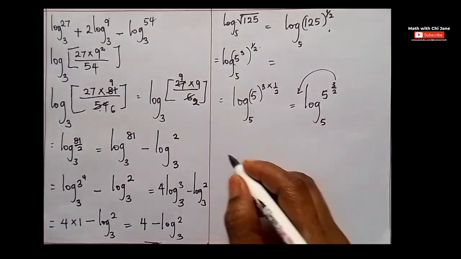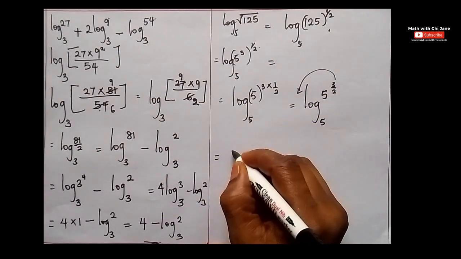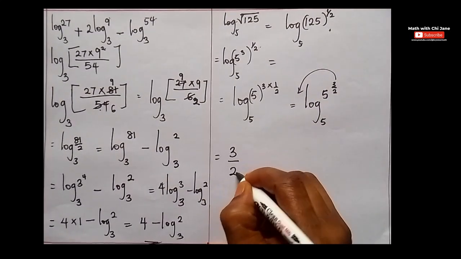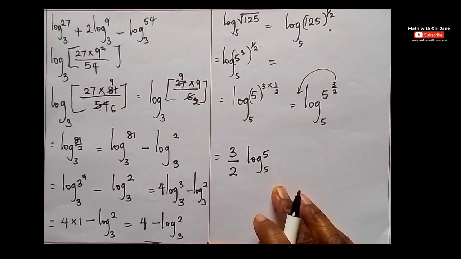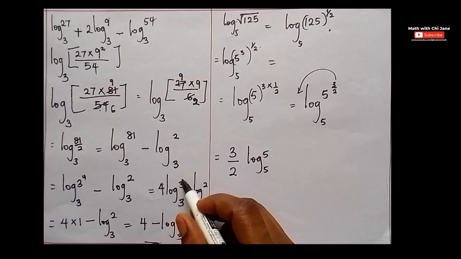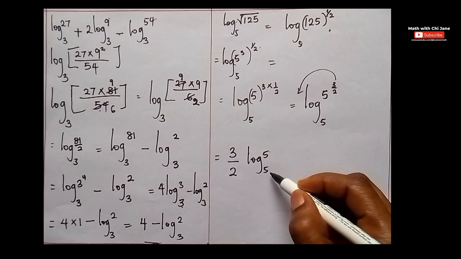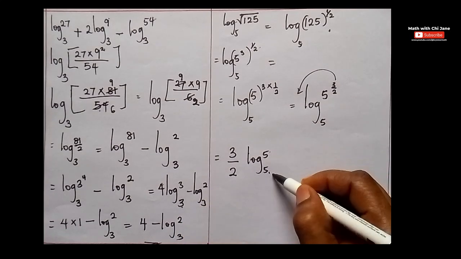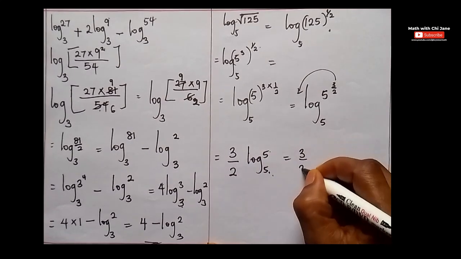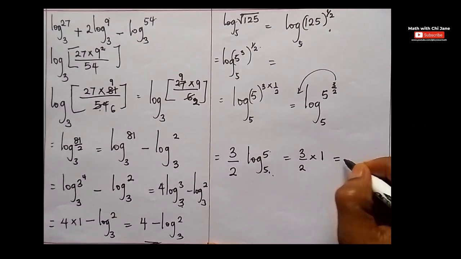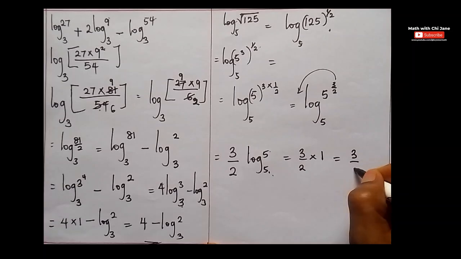This moves over here. So what we have here now will be 3 over 2 log 5 base 5. We have come back to log 3 base 3: where the number and the base are the same, it becomes 1. So we have 3 over 2 multiplied by 1. Our final answer is 3 over 2.